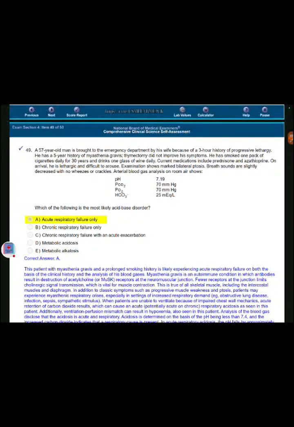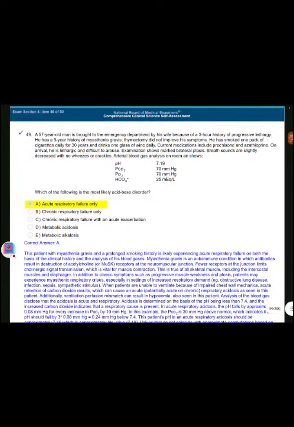A 57-year-old man is brought to the emergency department by his wife because of a 3-year history of progressive lethargy. So he's having lethargy. He has a 5-year history of myasthenia gravis. The hysterectomy did not improve his symptoms. He has smoked 1 pack of cigarettes daily for 30 years and drinks 1 glass of wine daily. Current medications include prednisolone and azathioprine.